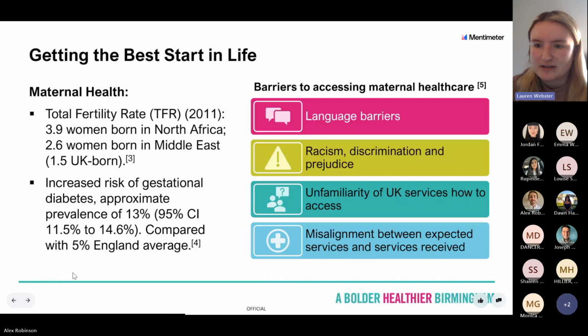There are barriers to accessing maternal health care. This was based on a UK-based study of Arab Muslim women, and other smaller UK studies showed similar findings. The main barriers were found to be language barriers, racism, discrimination, prejudice, unfamiliarity of UK services and how to access them, and misalignment between expected services and services received. Next slide, please.